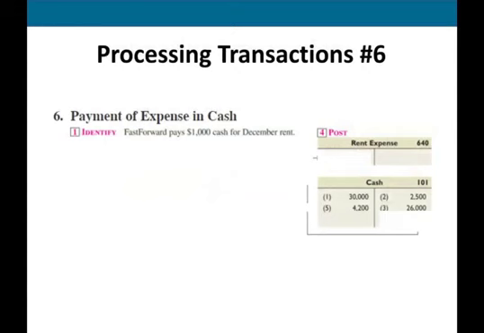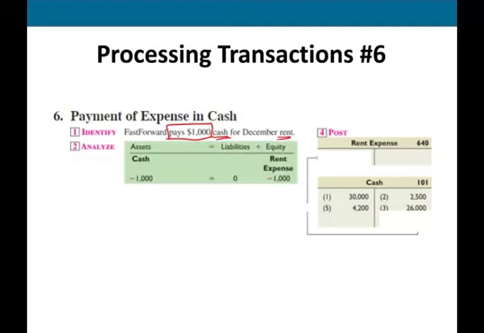Transaction 6. Fast forward, pays 1,100 cash for December rent. Why did I pay the cash? For December rent. So my cash is going to go down, and my rent expense is going to go up. Rent expense always goes up and always takes a debit. So I'm going to debit rent expense and I'm going to credit cash. This is going down and this is going up.